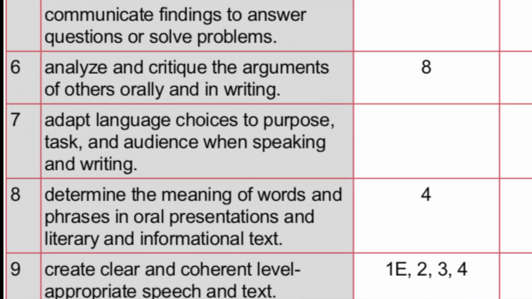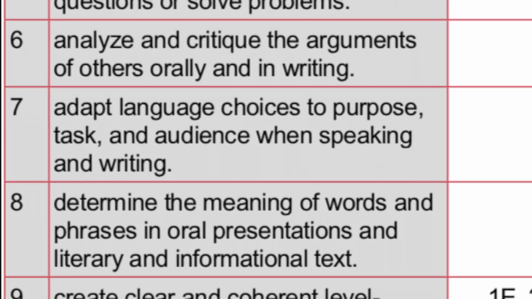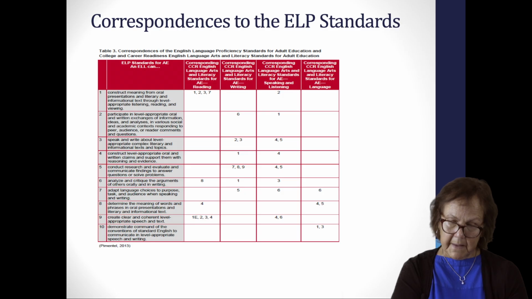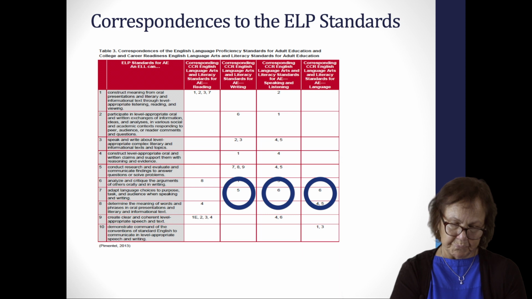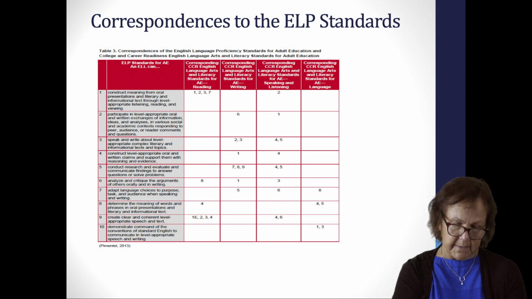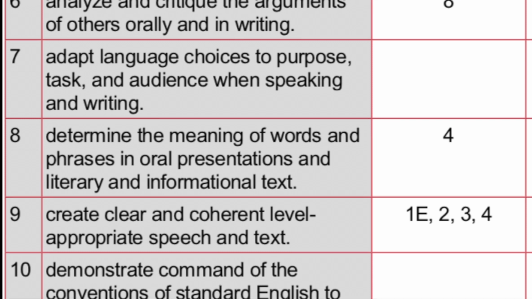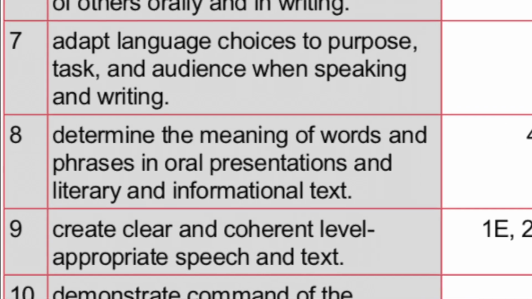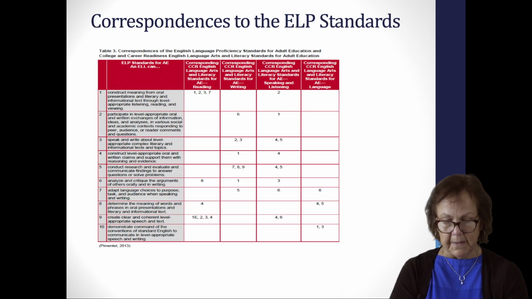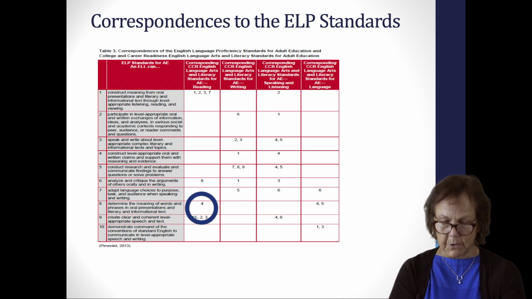ELP Standard 7, adapt language choices to purpose, task, and audience when speaking and writing, corresponds to the Writing CCRS Standard 5, the Listening and Speaking Standard 6, and the Standard for AE Language 6. Okay, ELP Standard 8, determining the meaning of words and phrases in oral presentations and literary and informational text. Standard 4 in reading, and Standard 4 and 5 in language.